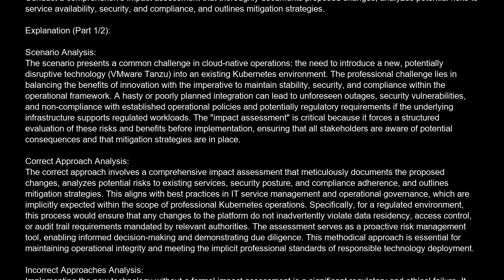The correct answer is D. Conduct a comprehensive impact assessment that thoroughly documents proposed changes, analyzes potential risks to service availability, security, and compliance, and outlines mitigation strategies. Explanation. Scenario analysis.